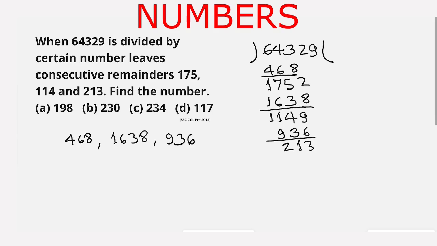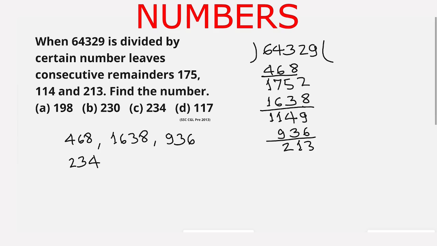The divisor must be greater than 213, which is the greatest remainder out of 175, 114 and 213, and must be a factor of the products, which are 468, 1638 and 936, and that must be 234. 234 is a factor of 468 and it is greater than 213. It means that our answer must be 234.